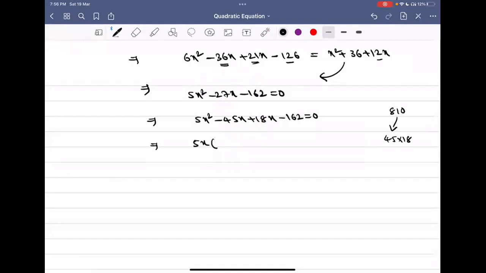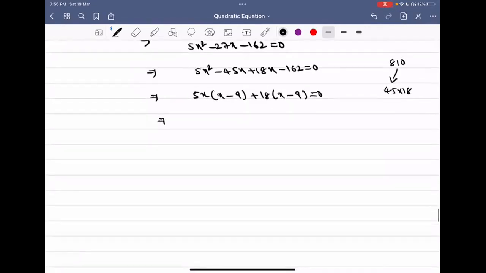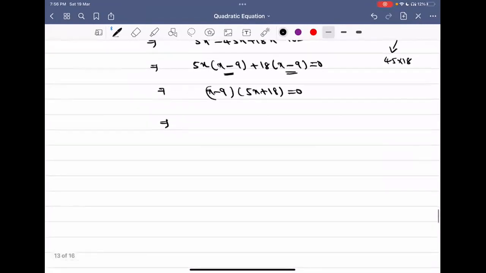you take out 5x common from the first two terms, then what you get? x minus 9, plus 18 take out common, x minus 9 is equal to 0. Yes. So this implies again x minus 9 you take out common. Therefore, x minus 9 into 5x plus 18 equal to 0. That implies we got two values for x. One is x equal to 9 or x equal to minus 18 by 5.